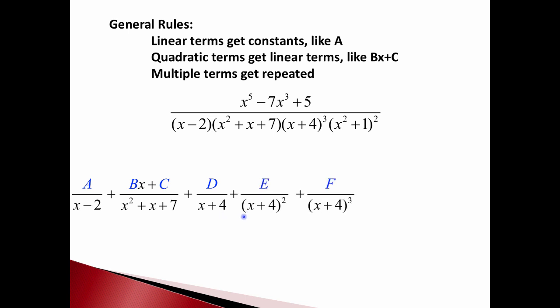I have an e over x plus 4 squared and an f over x plus 4 cubed. And you think, wow, that looks weird. There wasn't an x plus 4 squared to begin with. I know. This is the way that it works, though.